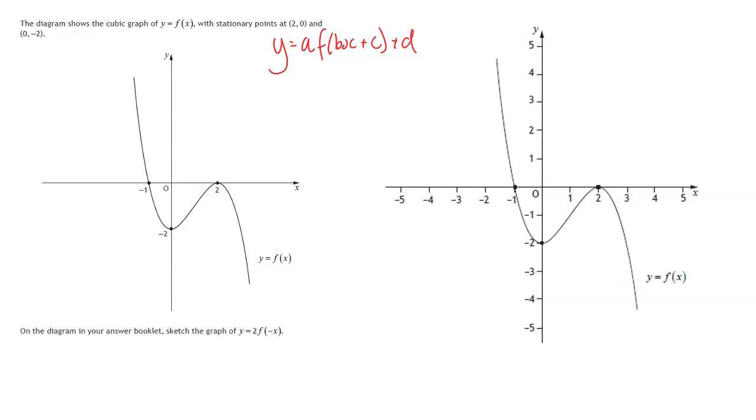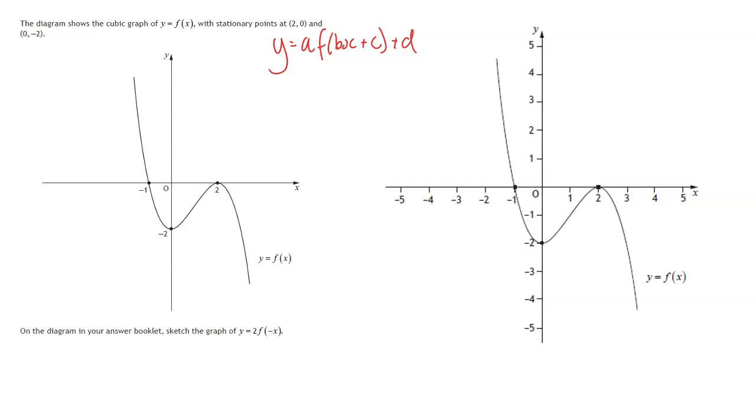And that plus d moves the graph up or down because we're adding something on, having an effect in the y direction. So when it comes to a question like this, what we have to do is remember what each of these effects are and determine which effects are present in the graph that we're after, and then do them.